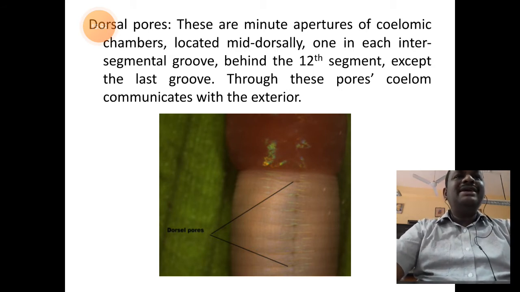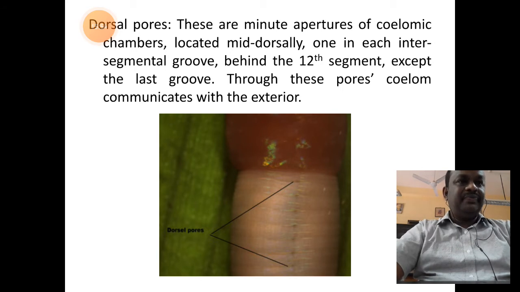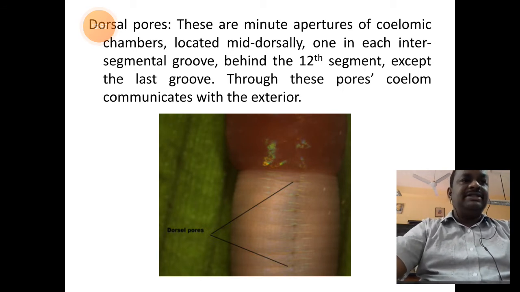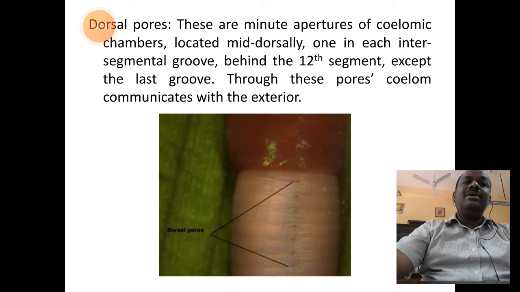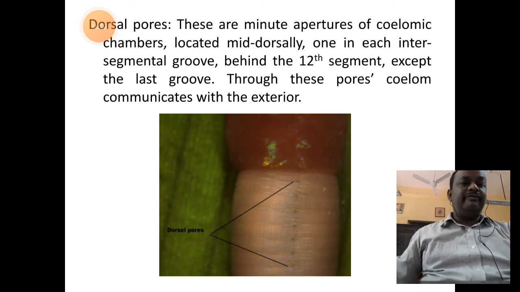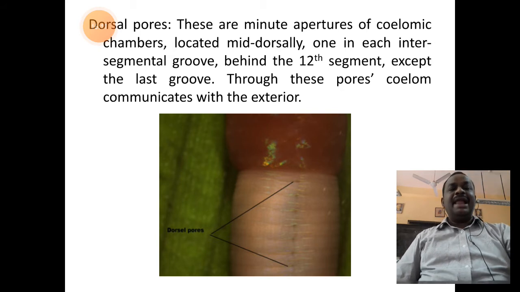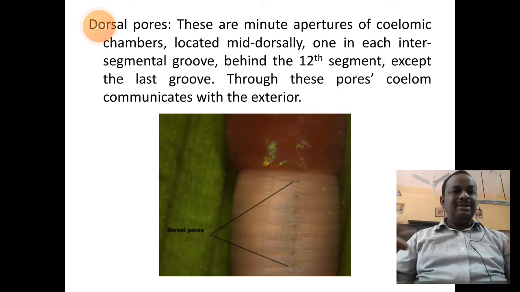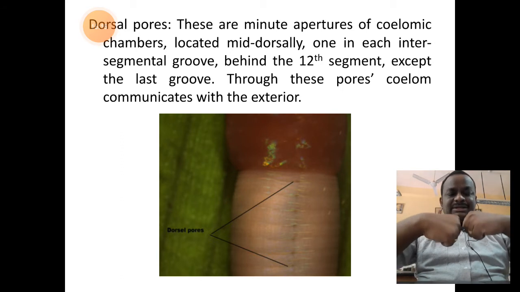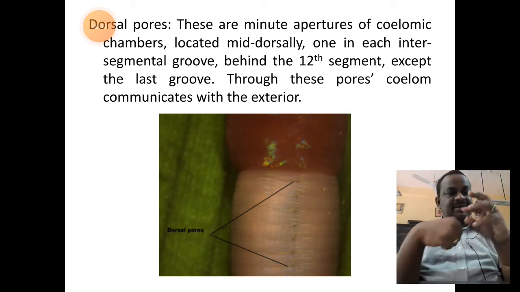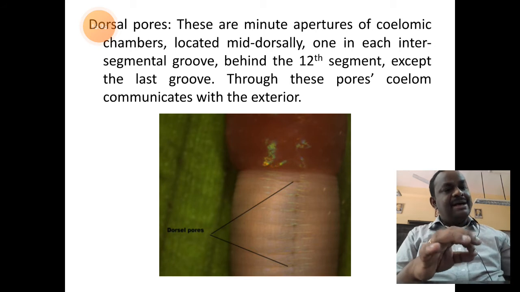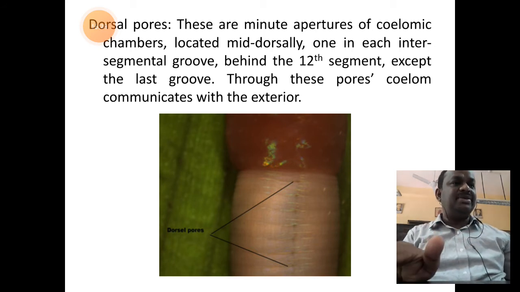These are minute openings of coelomic chambers located mid-dorsally at intersegmental grooves that start from the 12th and 13th segment onwards, except the last segment. So when you look at the body, between the 12th and 13th segmental groove of the septum, you find the opening of the body towards the dorsal surface. That will continue till the last segment, but it is absent in the last segment, remember that.